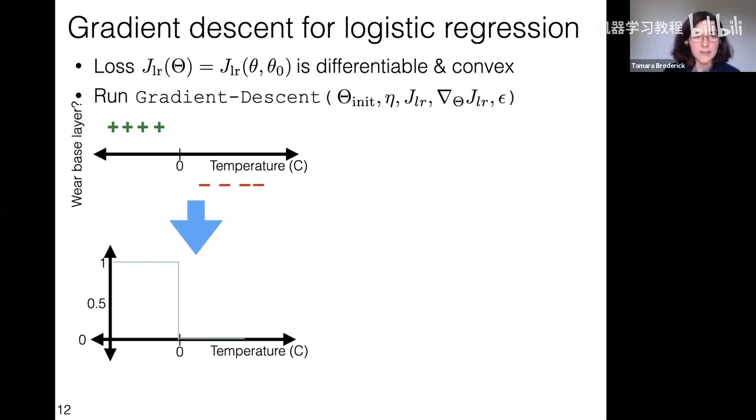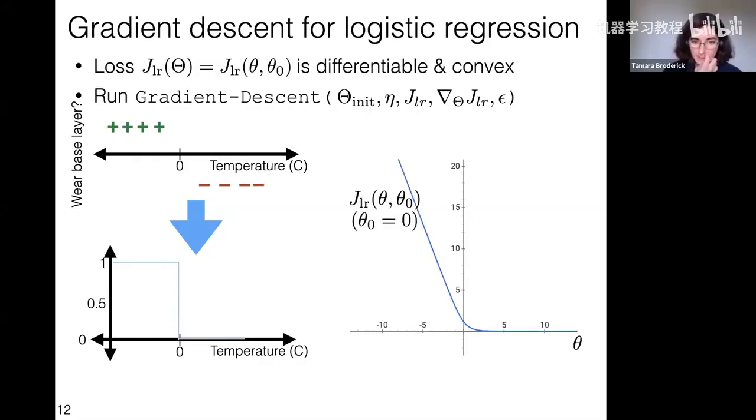In order to understand what went wrong, I'm going to draw the loss function. Technically, remember, this loss is a function of two things, theta and theta naught, but let's just pretend that theta naught is always set to 0 to make this an easier thing to draw. So this is the loss function as a function of theta.